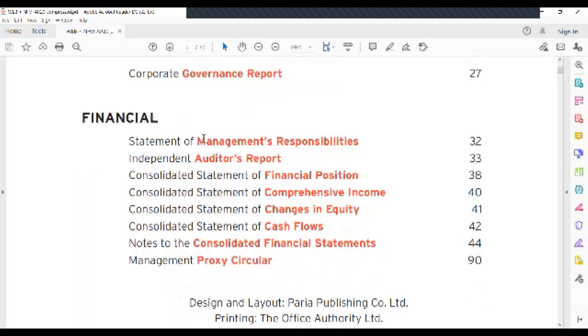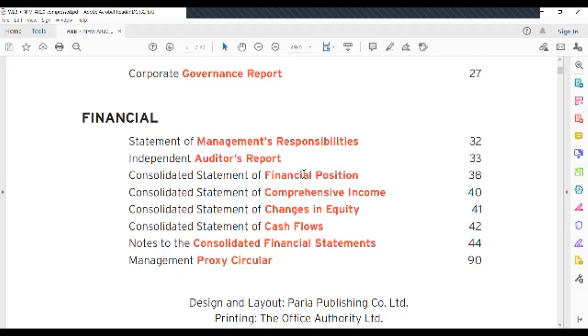So here you have a statement of the management responsibilities. You have the independent auditor's report. The auditors are outside of the company, so they attest to the information in this report that it is true. So stakeholders who are using it are protected, or they know for sure that this information is correct.